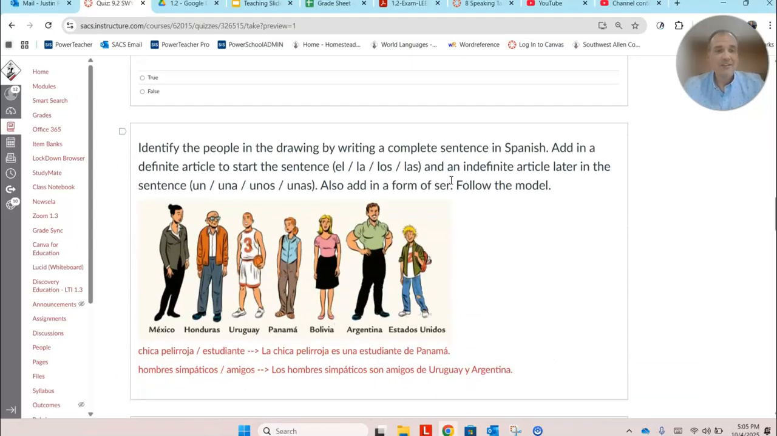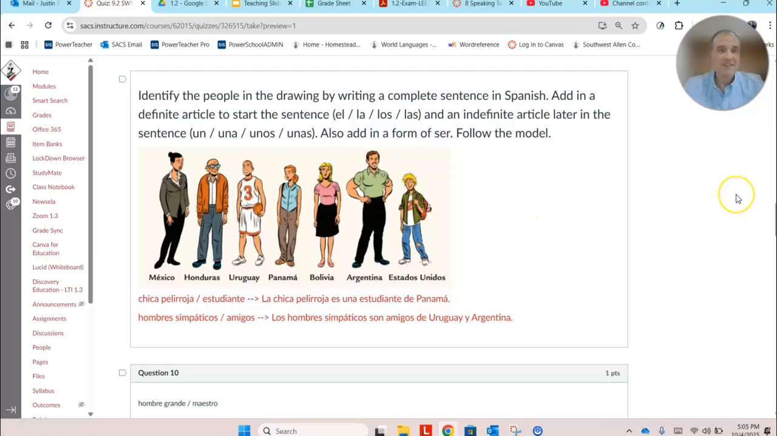All right, from there, it's going to come down here and there's a picture you'll see. It says identify the people in the drawing by writing a complete sentence in Spanish. Add in a definite article to start the sentence, an el, la, los or las, and an indefinite article later in the sentence, un, una, unos, or unas. And also you'll have to add in a correct form of ser. And I've given you a couple of models.